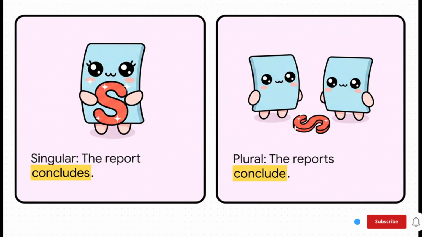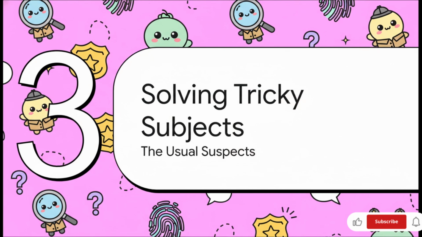Okay, so here's the rule that trips so many people up. It's usually about one tiny little letter, S. Take a look. In the present tense, a singular subject, like the report, gets a verb with an S on the end, concludes. But when the subject becomes plural, the reports, that S on the verb just vanishes. It becomes conclude. It's kind of the opposite of how we make nouns plural, which is why it can feel so counterintuitive.